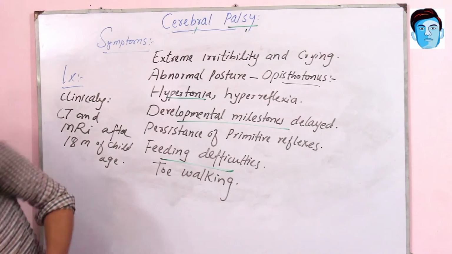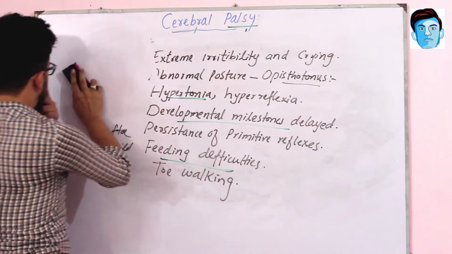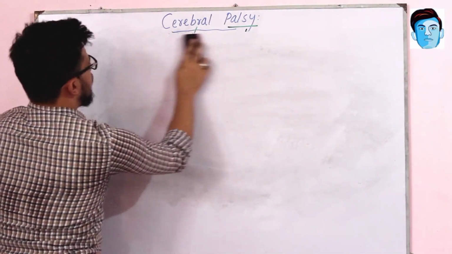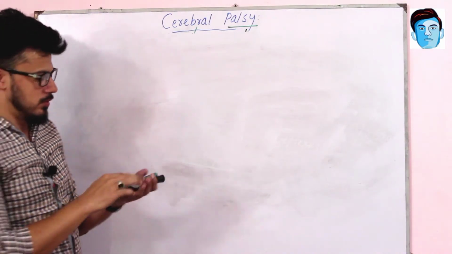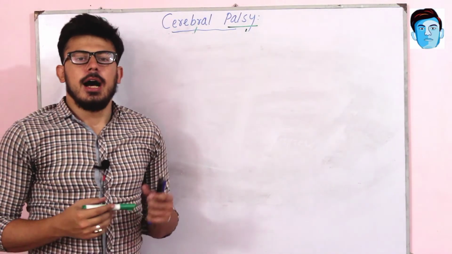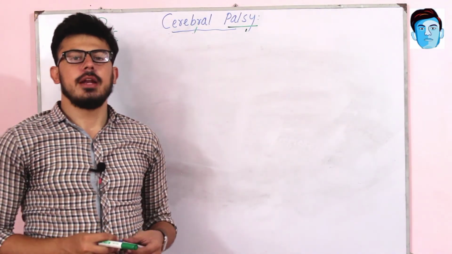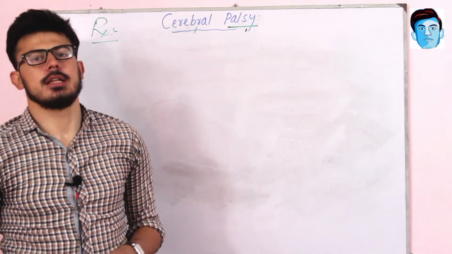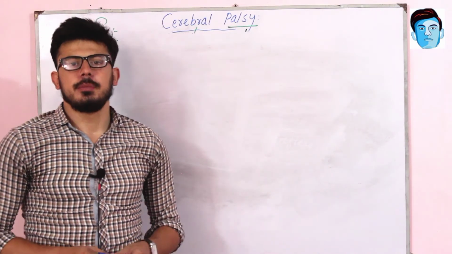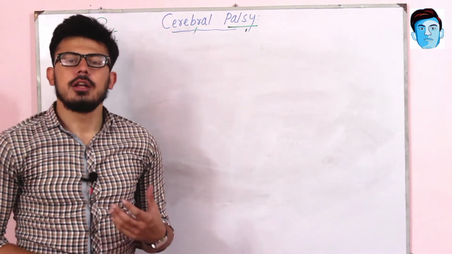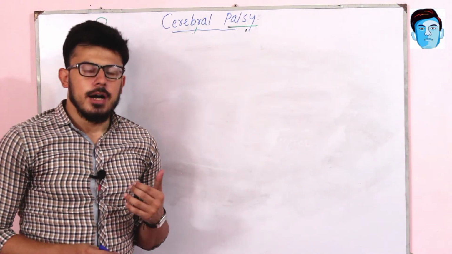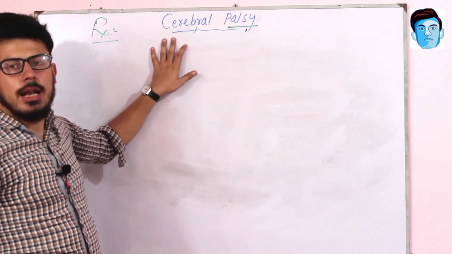Now how will you treat the patient of cerebral palsy? Let's discuss the treatment option. As I told you earlier, cerebral palsy is a non-progressive and non-curable condition of the CNS. I told you earlier in the start of the lecture. It means that no specific treatment is required as the disease is non-curable. But there are certain approaches given, so we have to deal with the patient in that manner.